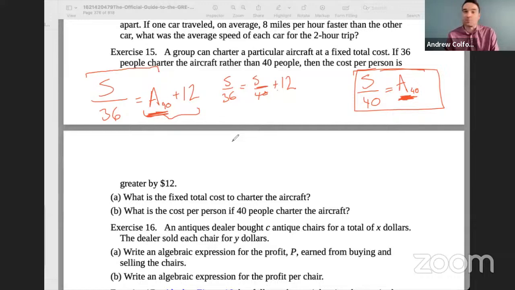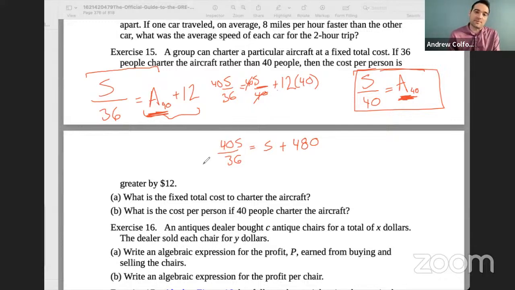Got to do a little bit of algebra, right? I'm not even going to say algebra, arithmetic. Multiply both sides by 40. So I'll multiply this by 40, multiply this by 40, that cancels that out, and I'll multiply that by 40. So what I get is 40S over 36 is equal to S plus 480. Someone hop in if I'm messing up my algebra. I don't think I am, though.